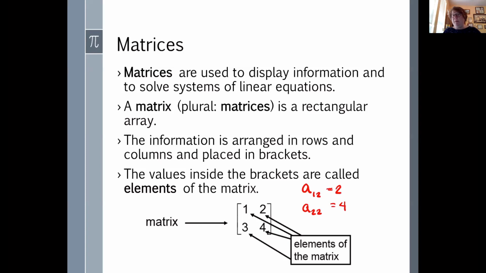We also describe matrices by the number of rows and the number of columns that they have. In this example, I have 2 rows and 2 columns, so we would call this a 2 by 2 matrix. The first number represents the number of rows, and the second number represents the number of columns. So it's a 2 by 2 matrix, 2 rows, 2 columns.